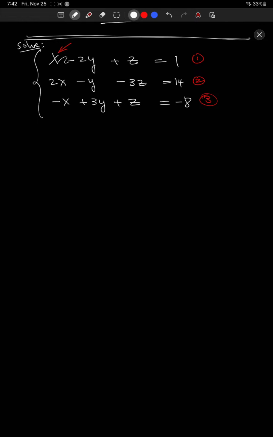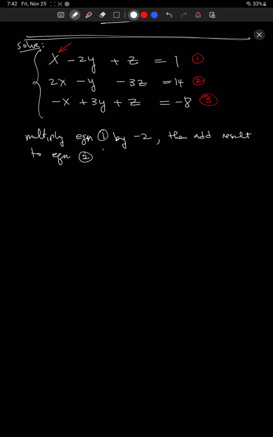All right, so we're going to use the first x to get rid of the second x and the third x. So let's first use equation 1 to get rid of the x in equation 2. What I'm going to do is multiply equation 1 by minus 2, and then add the result to equation 2.